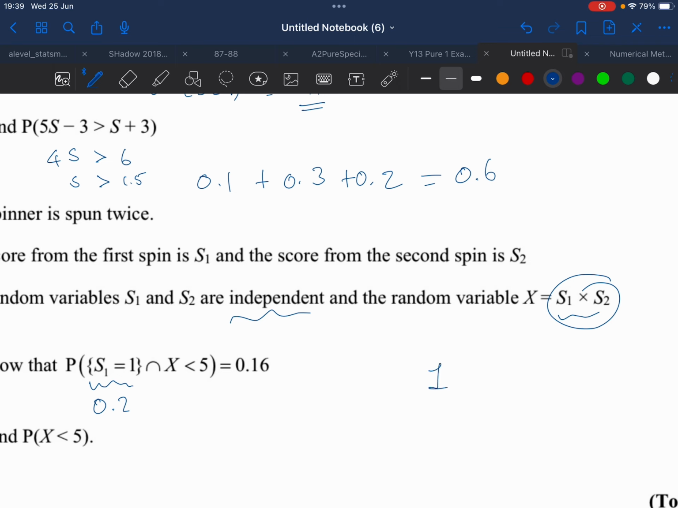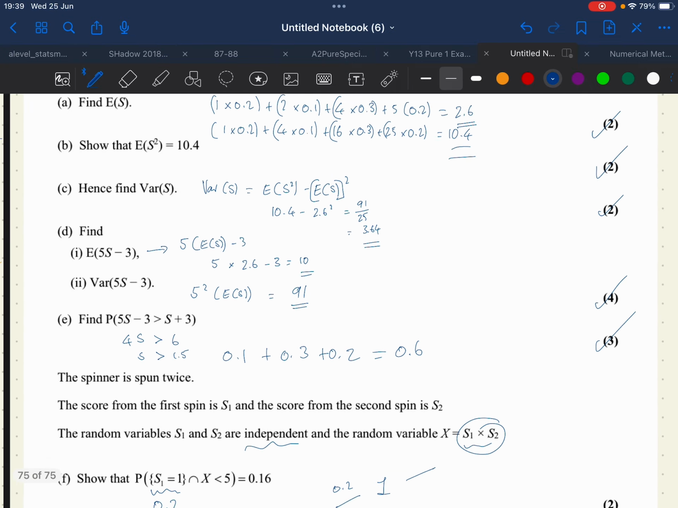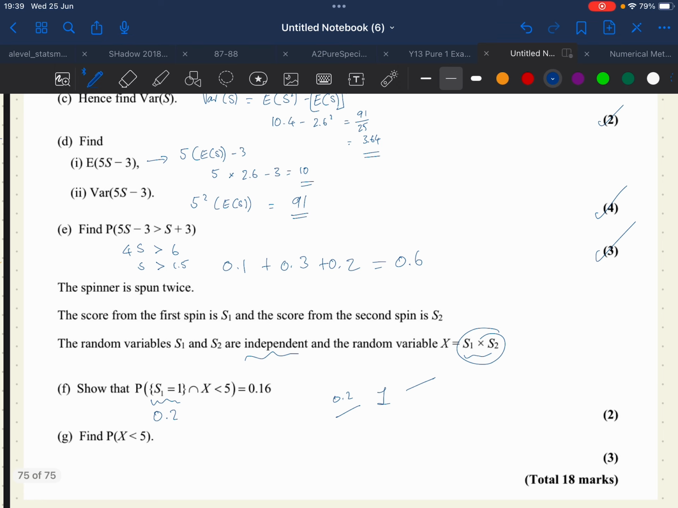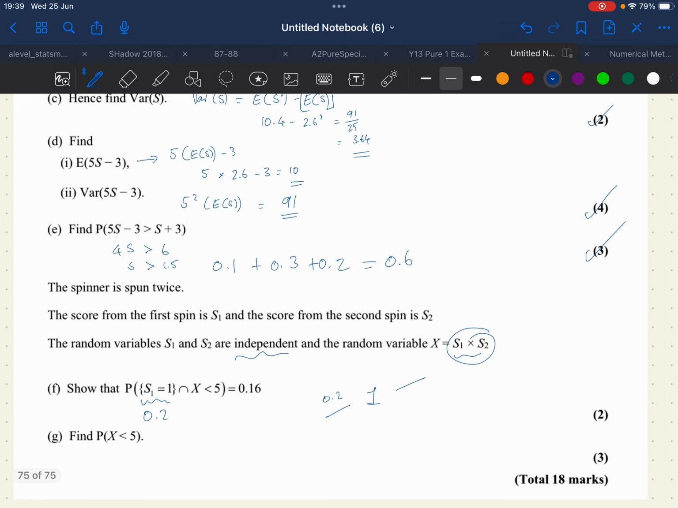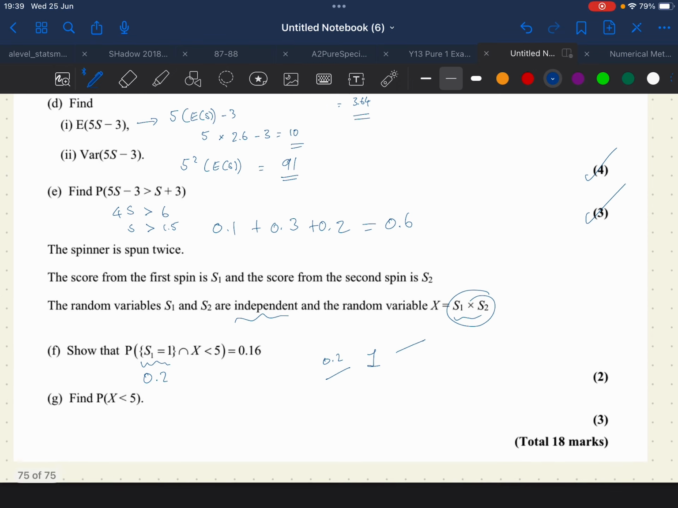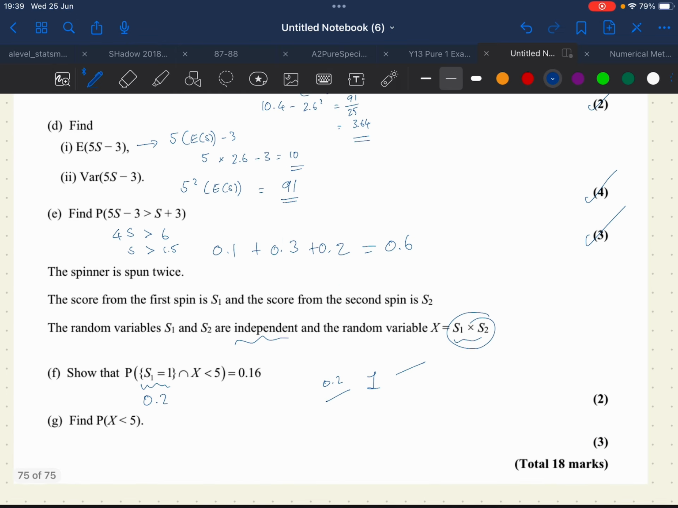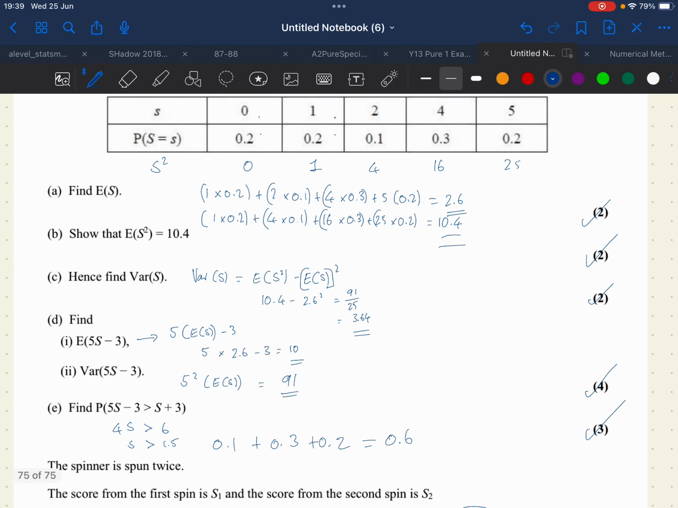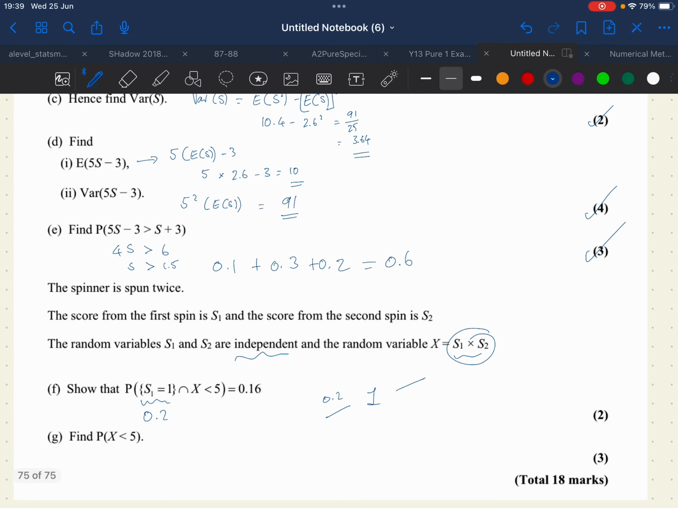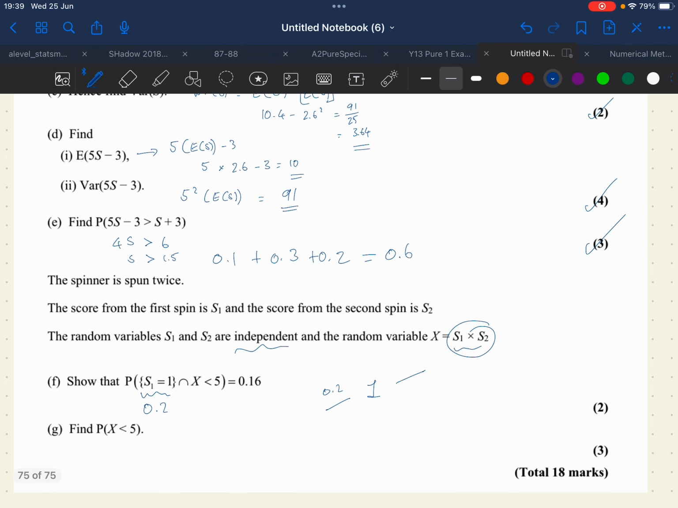So we need to think about the different possibilities. We're talking about getting a 1 first, and we know that that's 0.2. Let's think. So we're doing the same thing again now, and we're going to multiply the 1 by whatever comes next, and we're interested in when it's less than 5. Is that what we're doing? We'll just double check. So the 0 counts, doesn't it? 1 times 0. The 1 counts, the 2 counts, even the 4 counts. The only thing that doesn't count is the 5.